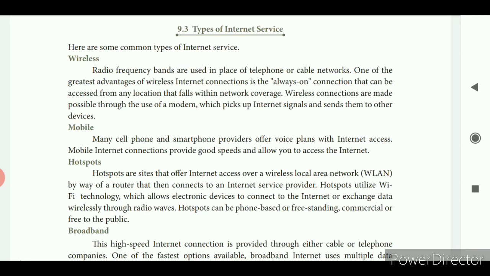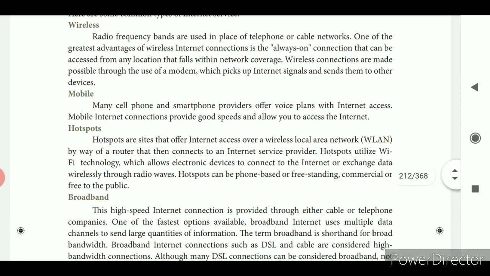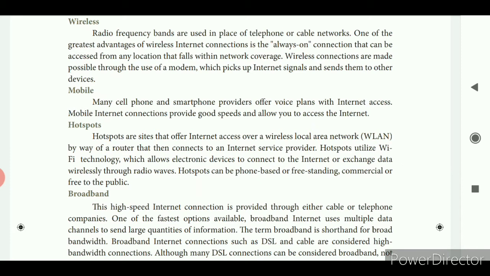What do you mean by modem? The expansion of modem is modulator and demodulator, which picks up the internet signals and sends them to the other devices. Then the second one is mobile. So many cell phone and smartphone providers offer voice plans with internet access. Mobile internet connections provide good speed and allow you to access the internet.